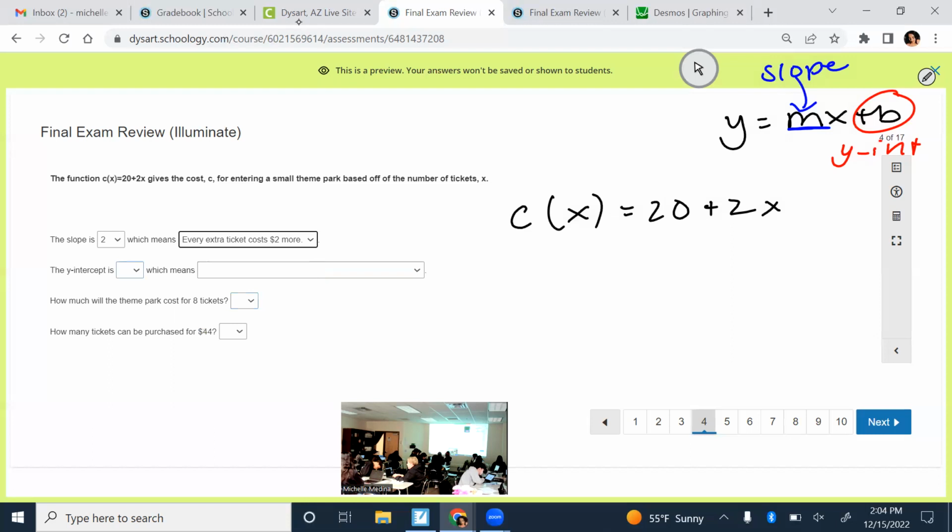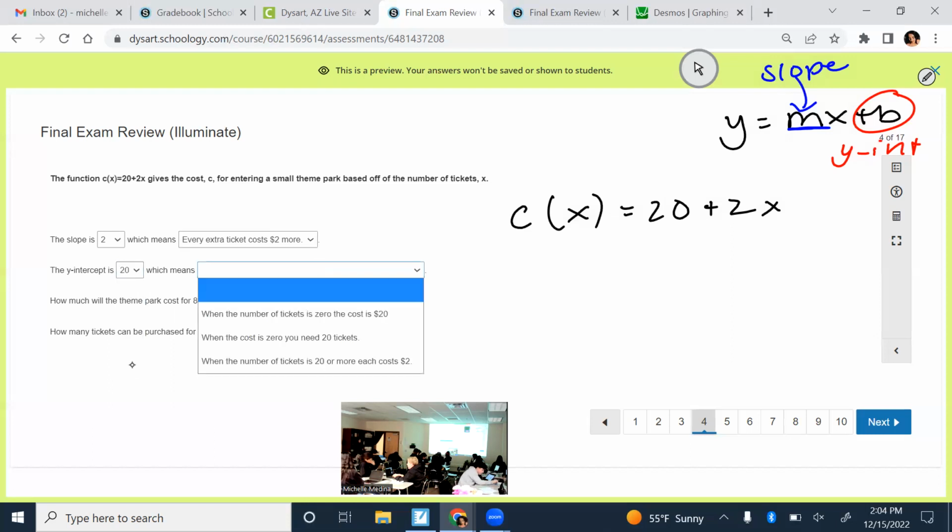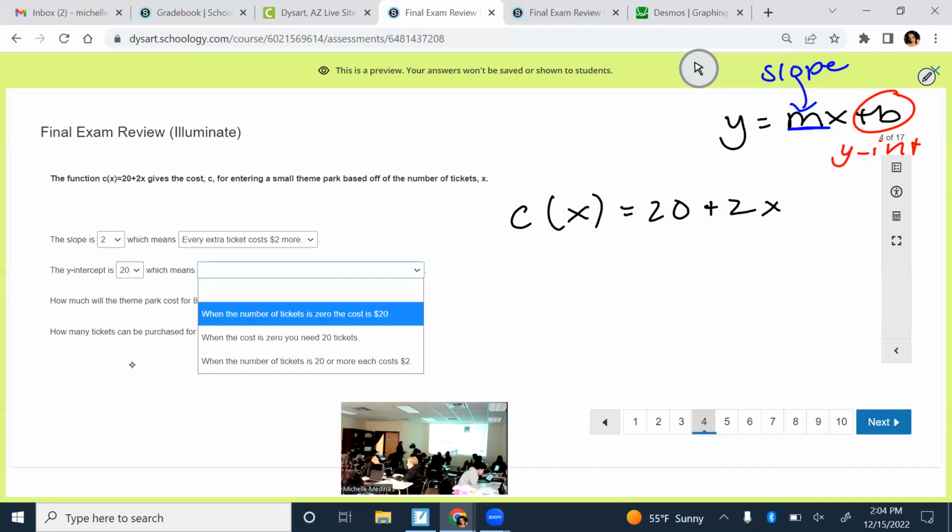Okay, now the y-intercept we said is what? 20. Okay, which means what? That when the number of tickets is 0, the cost is 20. That's what I'm thinking. Good job, Mike. But if you have 0 tickets, how is it $20? Like that's admission. I don't know.